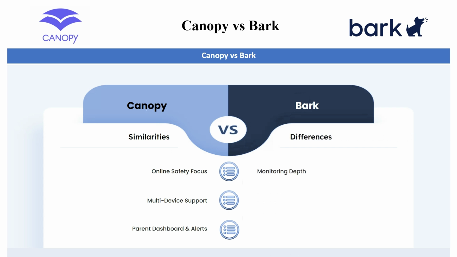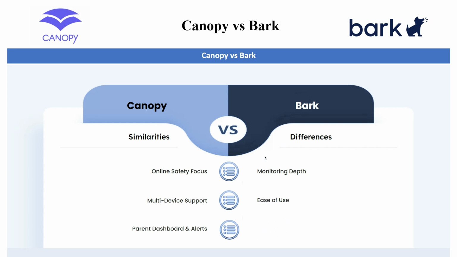Now, let's move on to the differences, and the first one that we have is their monitoring depth. Bark uses AI-driven monitoring to scan messages, emails, and social media posts for potential risks. It detects concerning behavior and sends alerts only when something requires attention, which reduces unnecessary interruptions. Canopy, by contrast, focuses on proactive web filtering and safe browsing. It blocks harmful content upfront and emphasizes prevention rather than alerting after the fact.